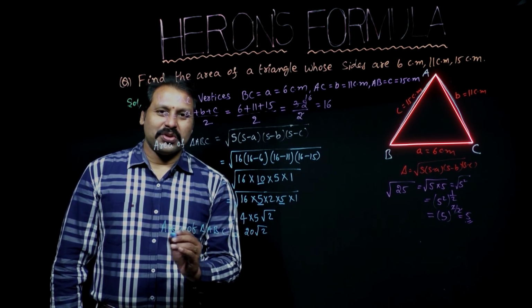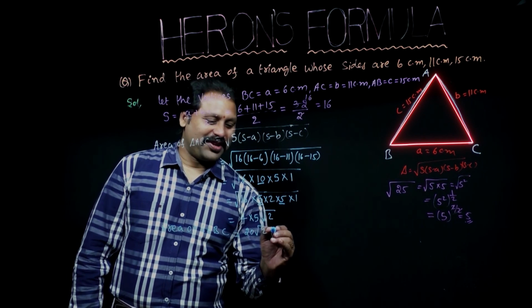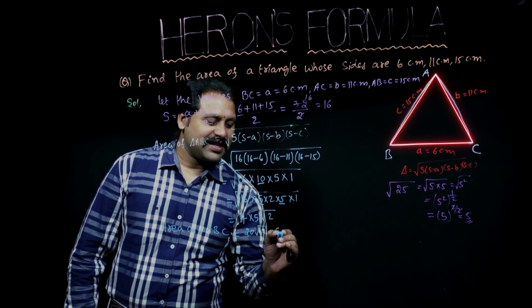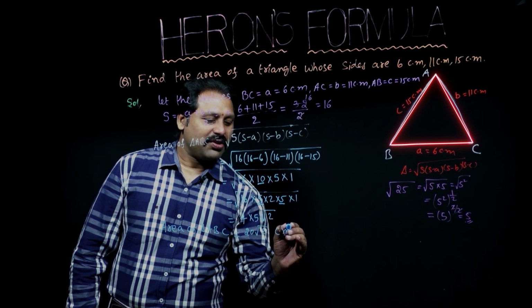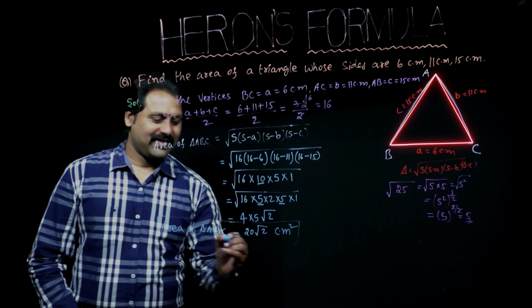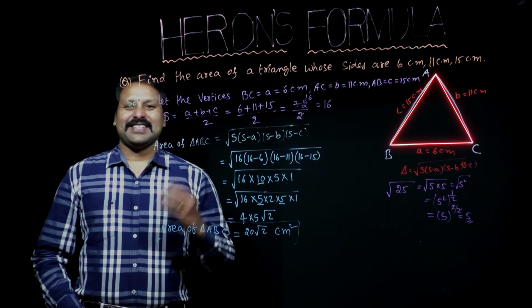So what is the unit of area? Square units. So that's why here the unit is centimeter square units. That's why centimeter square. Please have a look.